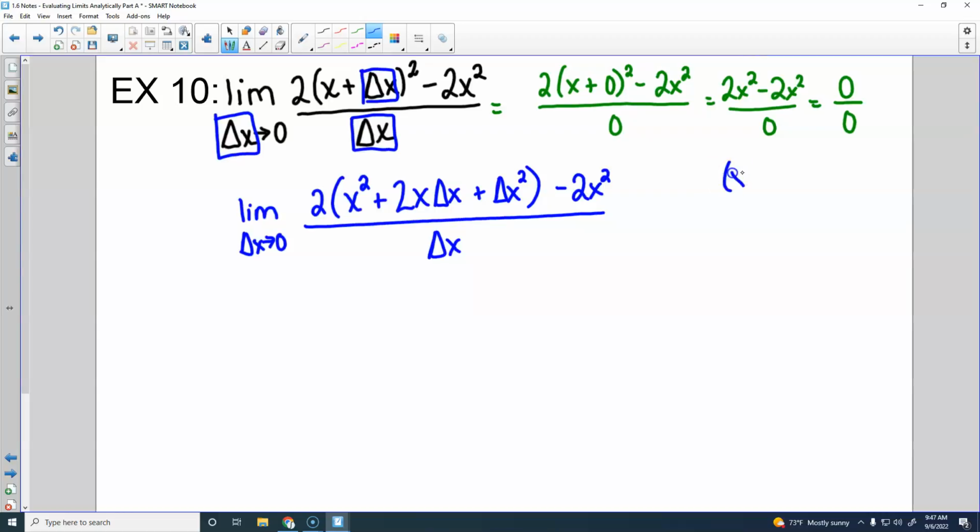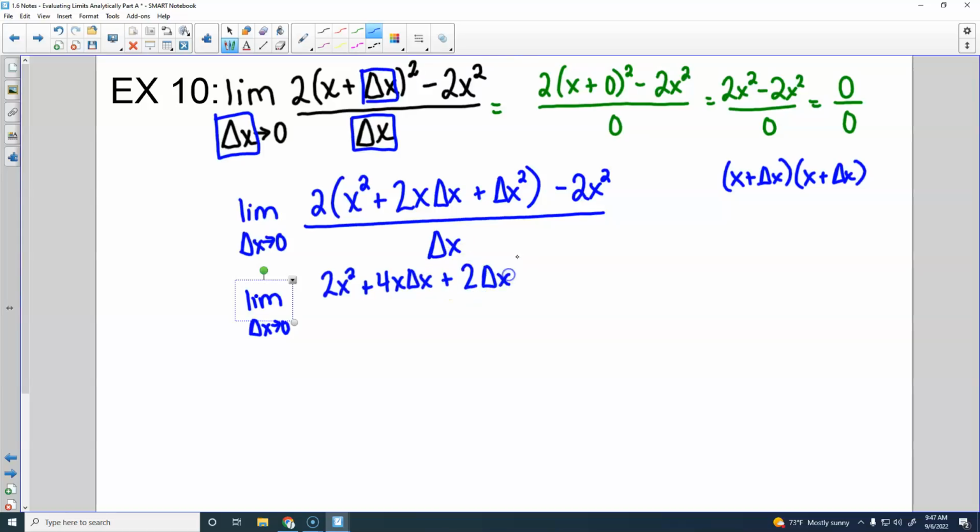If you need to, over to the side, you can do x plus delta x times x plus delta x. Think of that delta x like a y, as if it was x plus y times x plus y. All right, that notation's a little scary, but it's just like a separate variable. We need to distribute that too, so we'll get the limit as delta x approaches 0 of 2x squared plus 4x delta x plus 2 delta x squared minus 2x squared all over delta x.